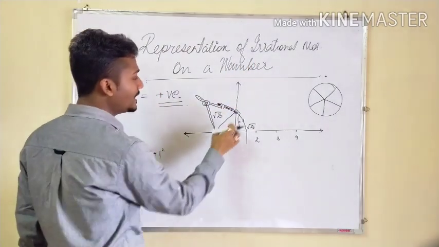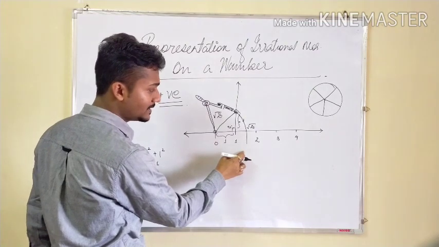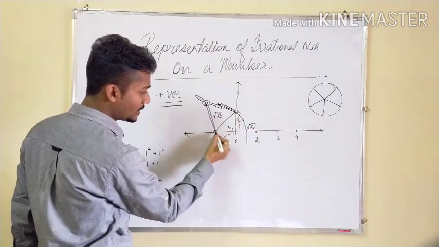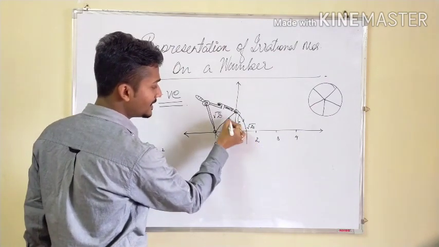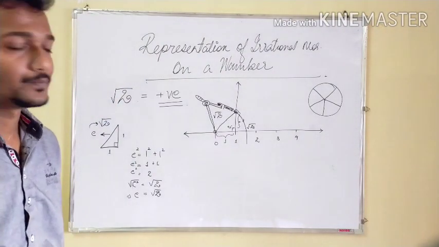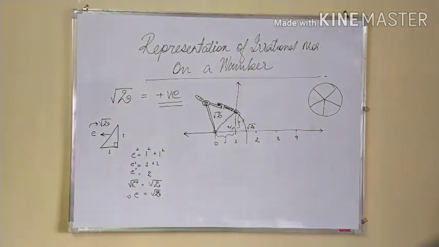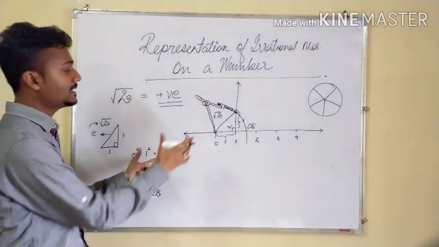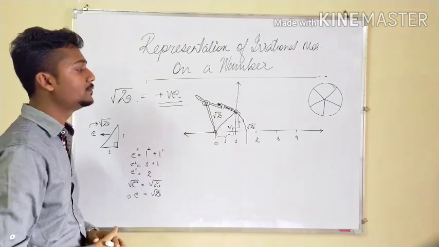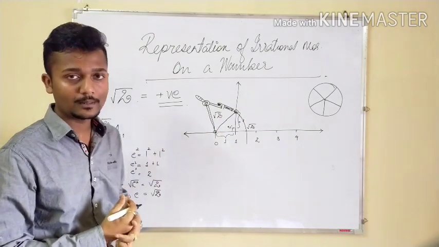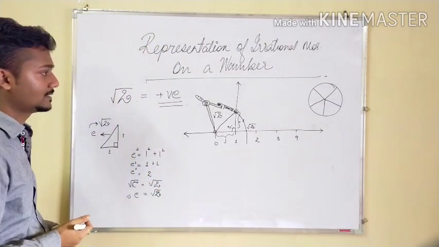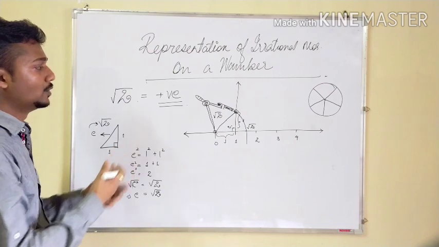If you see carefully, an arc is a part of a circle, yes or no? And if this is one of the radii, this is another radius. That means this is equal to this, is equal to root 2. Is that clear till this much? So, root 2 on a number line. Will you be able to represent root 2 on a number line? Hopefully, yes. Note it down.